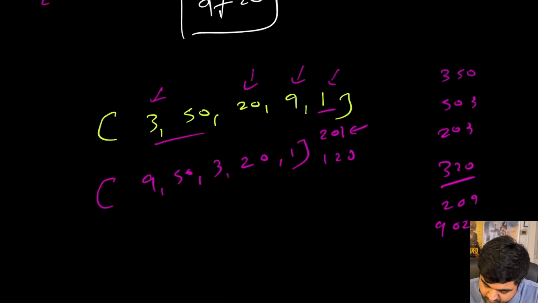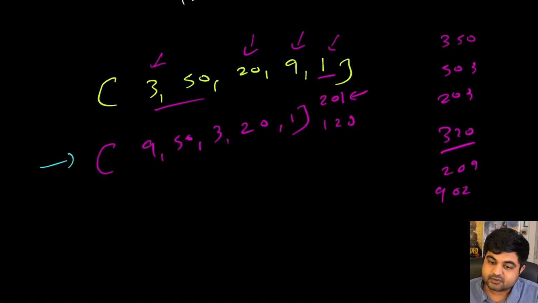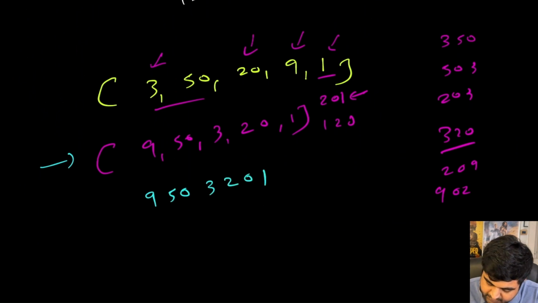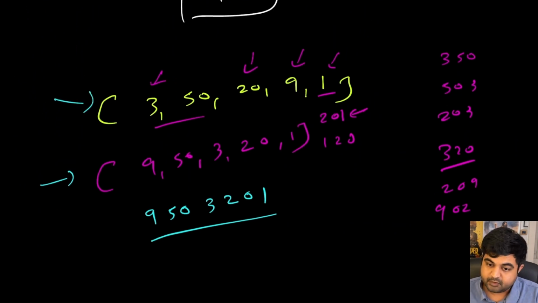And if we combine all of these values, this is the correct sorted order. I really quickly glanced over it because I just wanted to explain how the method is going to work. And the answer is going to be 9503201, and this is going to be the largest number we should be able to make from the given input, and this logic would work perfectly fine.